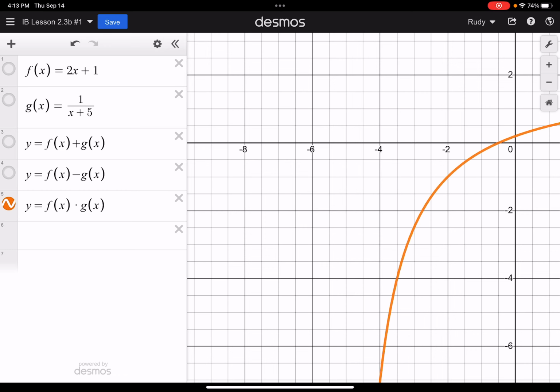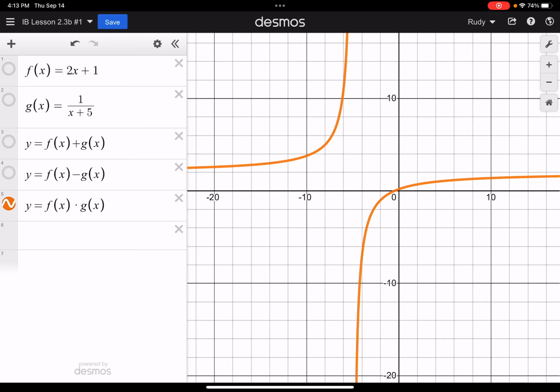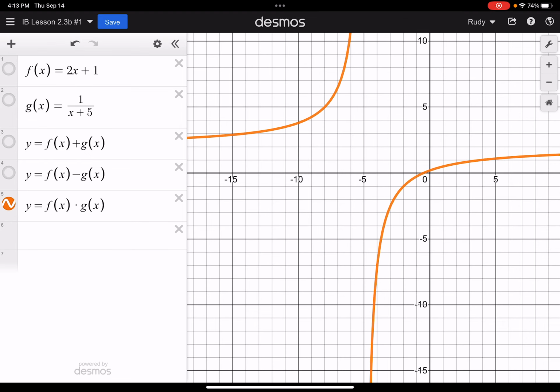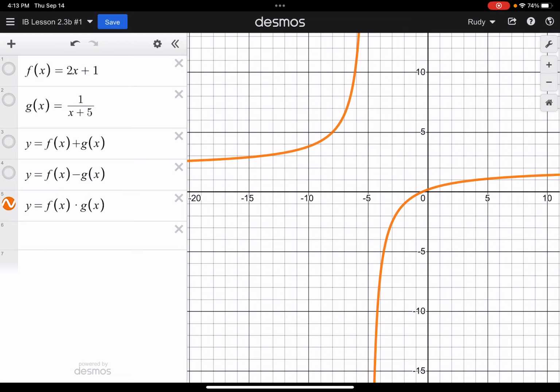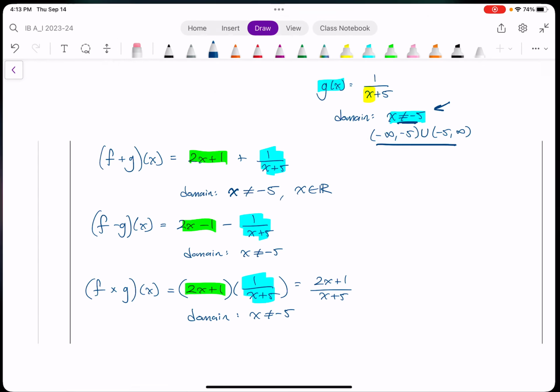And then this is when I multiply them together. Distinctly different function, but again, there's this break at -5. Later on, we'll talk about what this break is called. It's called a vertical asymptote, but the key is the function breaks apart. It doesn't exist at -5, which I could see algebraically from right here.